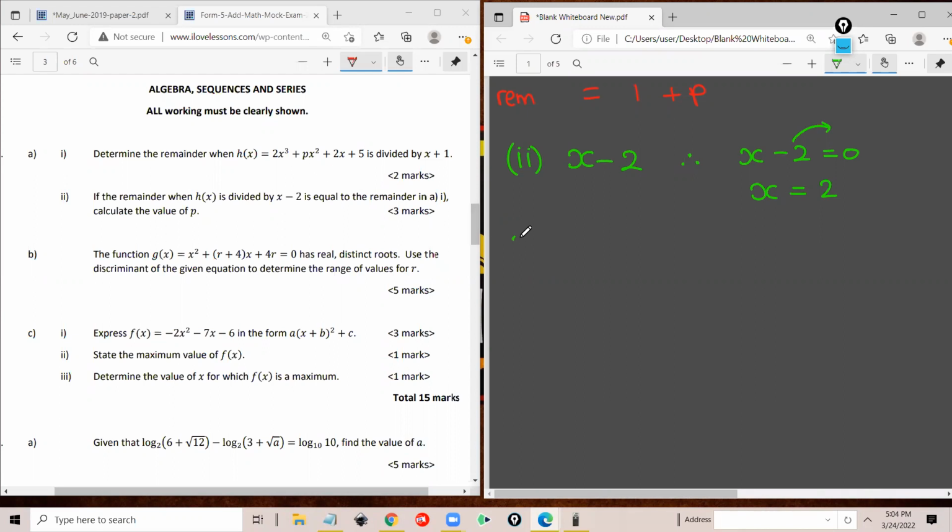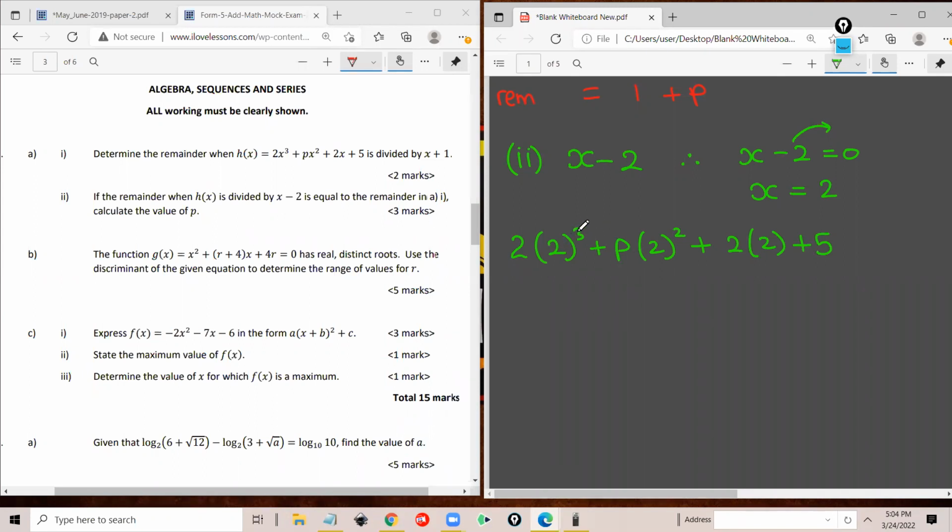So that means you have 2 cubed plus p times 2 squared, and we try to simplify this. Obviously when we simplify it, we'll get an expression for the new remainder, because whenever we replace the x with the value using this procedure, it allows us to get an expression or the value for the remainder.